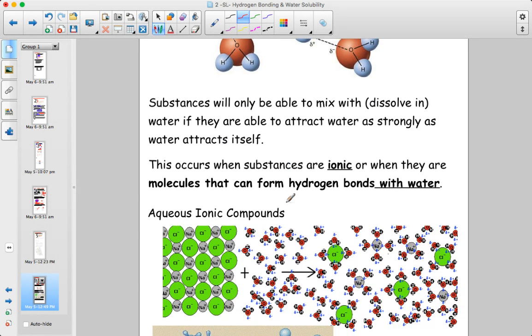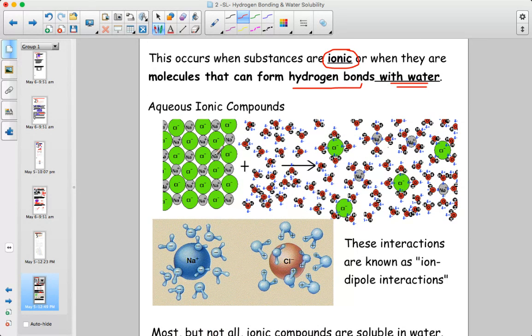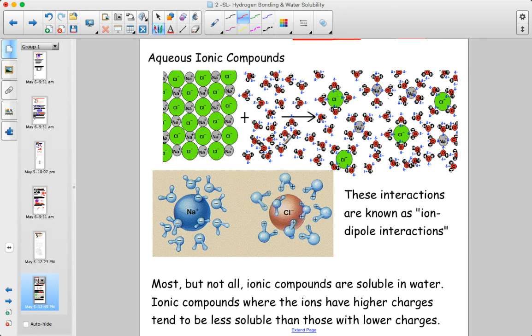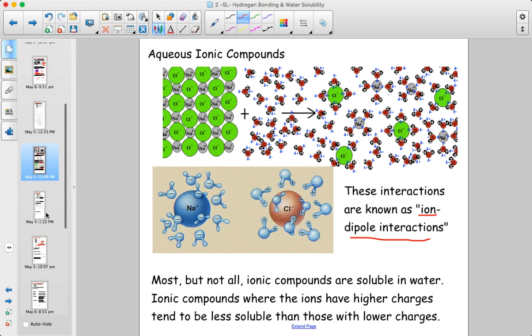So the types of compounds that are going to end up being water soluble are those that are ionic, compounds that have full ion charges, or molecules that can form hydrogen bonds with water. When you have ionic compounds, the polar water molecules will attract the ions and pull them out of their lattice in what's known as an ion-dipole interaction, the ion charge and the dipole charge of the water. So most ionic compounds end up being soluble in water.